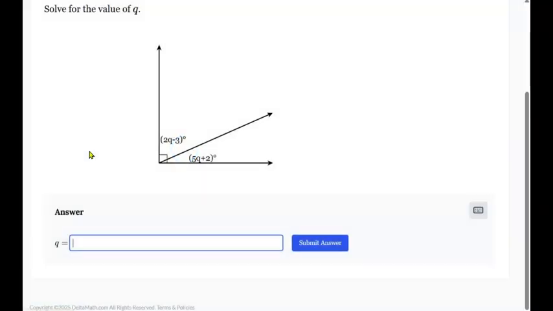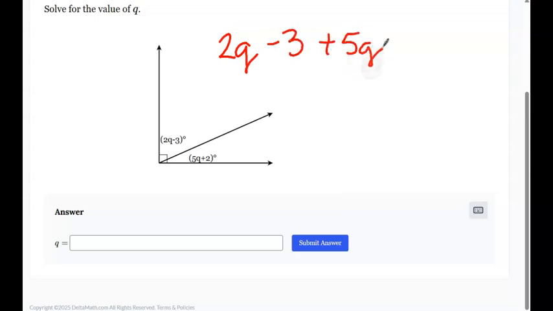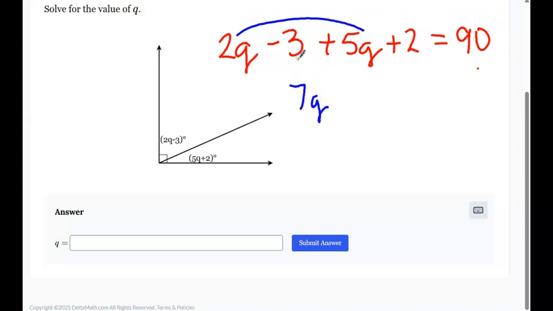Let's take a look at the next topic. Contains algebraic angles. So you're still going to use the same technique as before. Identify the type of relationship. This is complementary. But instead of numbers, each expression will have some letters in it. So we know that the sum of these two angles, 2q minus 3 and 5q plus 2, has a sum of 90 degrees. So on the left-hand side, I'm going to combine these q terms to get 7q. I'm going to combine, because they're on the same side, a minus 3 with a plus 2. That gives me a negative 1. So be careful with your signs here.